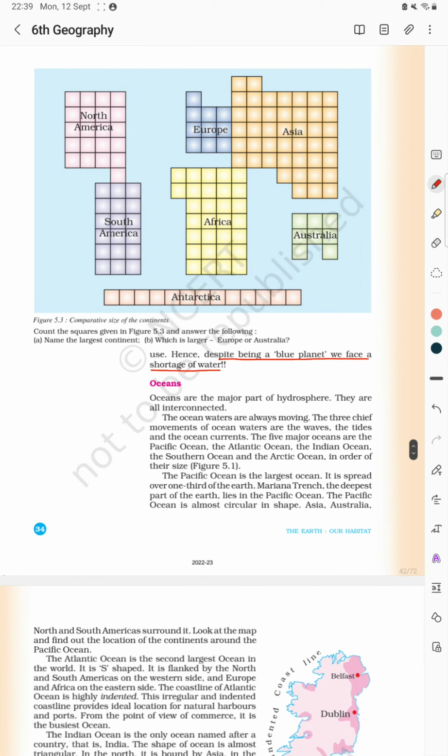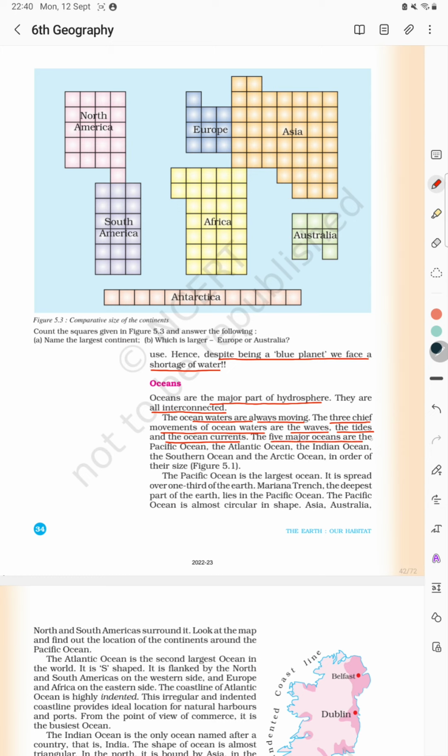So next is the ocean. Oceans are a major part of the hydrosphere. They are all interconnected, as we have seen already. The ocean waters are always moving. The three chief movements of ocean waters are waves, tides, and ocean currents.